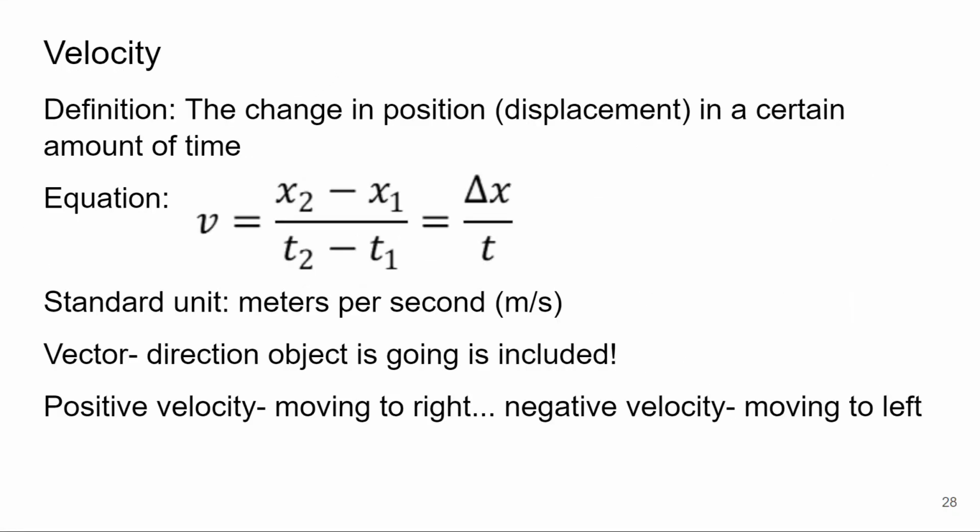So our first concept today is the velocity, which is defined as the change in position, aka displacement, in a certain amount of time. Our equation is shown here as displacement, or change in position, divided by the time it takes to change that position. The standard unit for velocity is meters per second, and our velocity is going to be a vector, so the direction the object is going must also be included. Now we're going to use a positive velocity as moving to the right, and a negative velocity as an object moving to the left. So that's just the standard that we are going to be setting and using going forward.